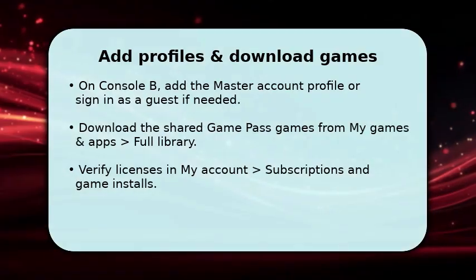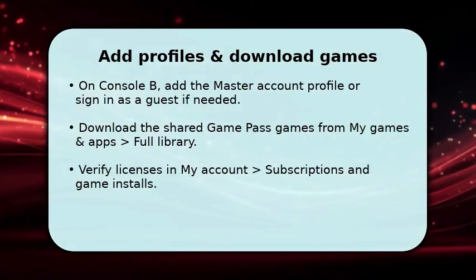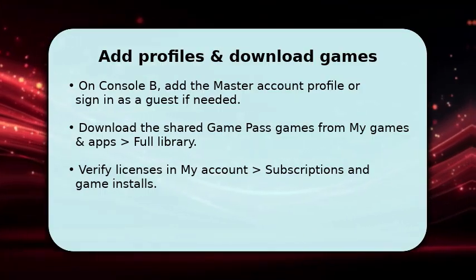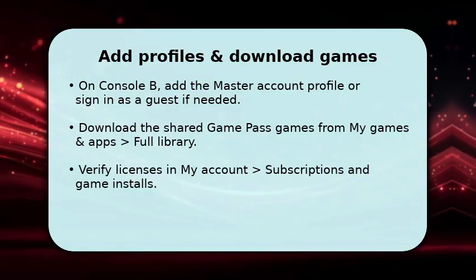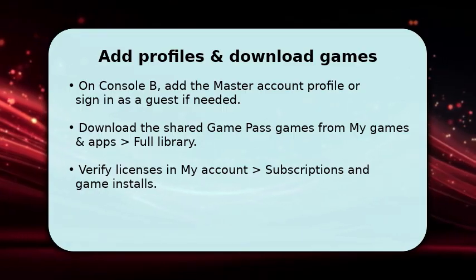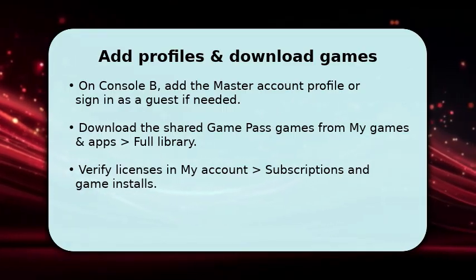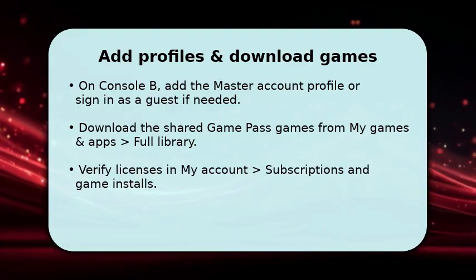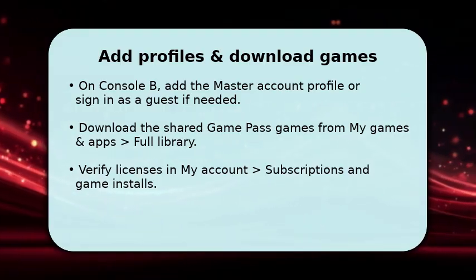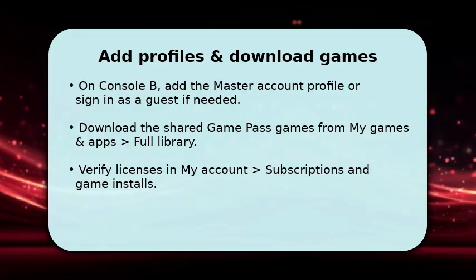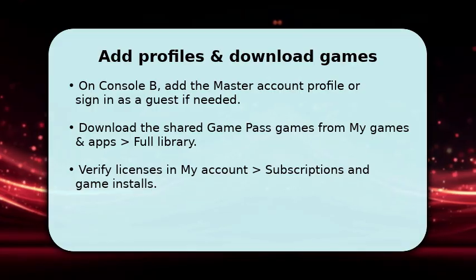Next, add the same Game Pass account to Console B or sign in temporarily just to download the games. Once signed in, download desired titles to Console B's storage from the full library. Downloads carry the license tied to the home Xbox. Make sure you check My Account for active subscription status. This confirms licenses will validate locally. Also verify install locations and storage space so downloads complete without interruption.